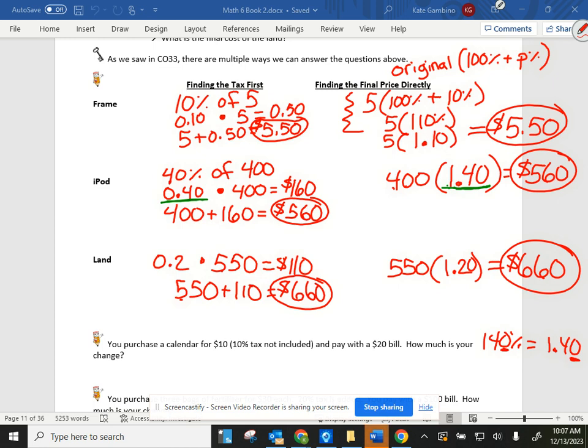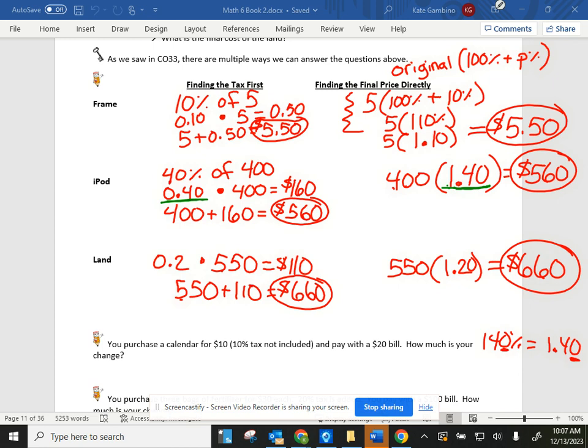Just like with yesterday's objective, you can choose which method makes more sense for you. When I'm out at the store, sometimes I find the tax first and then I add it on. It works easier for me because a lot of times I can do that in my head or I just remember it easier. If you're understanding the formula, 100 times that 100% plus the percent of the tax, you can most definitely do it that way.